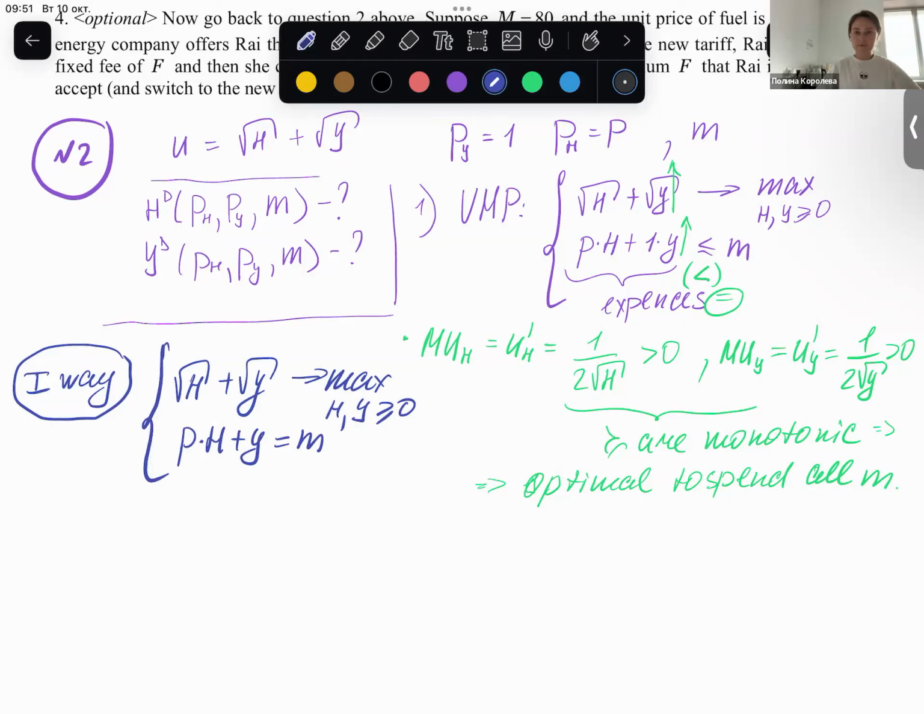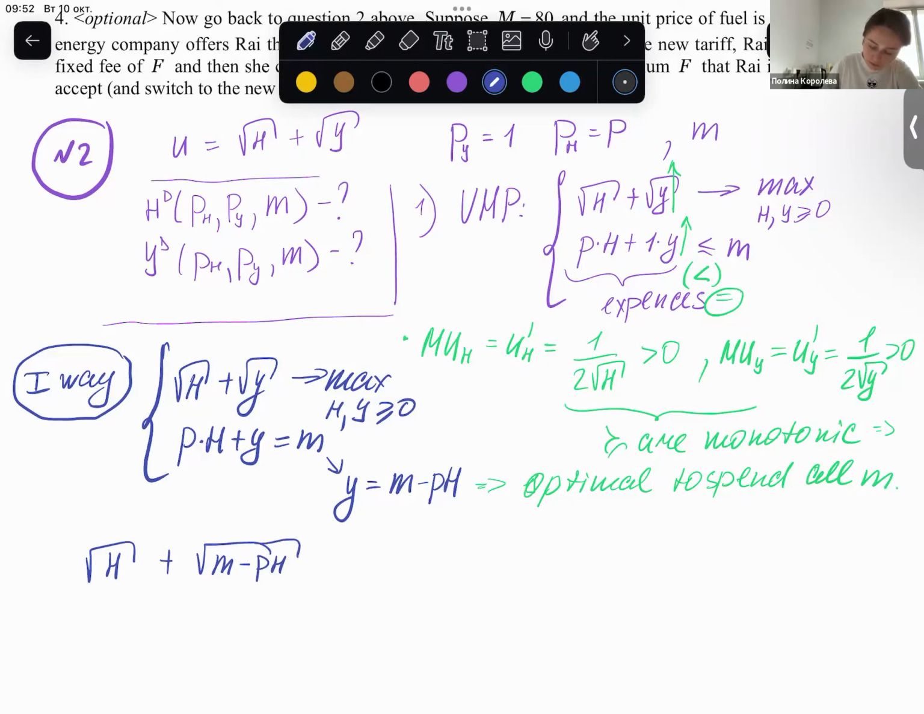So now we have a utility function that depends on two variables. From our budget constraint, we can find y. It will be equal to monetary income minus pH. We put this into the utility, and we will get a function that depends on only one variable, and it will be easier to solve. So let's put in square root of h plus square root of m minus pH.